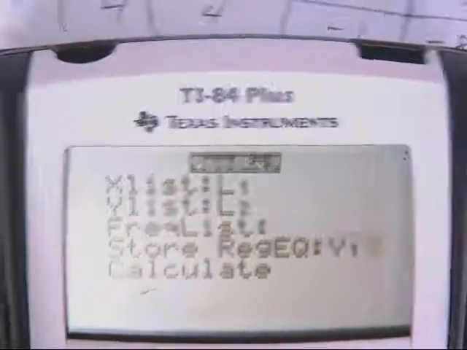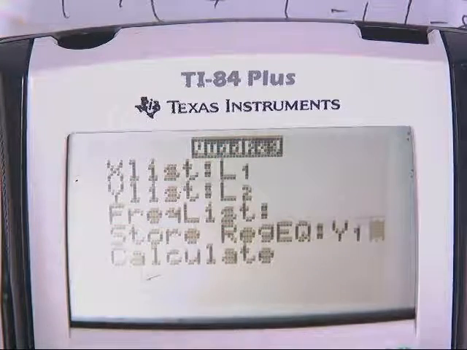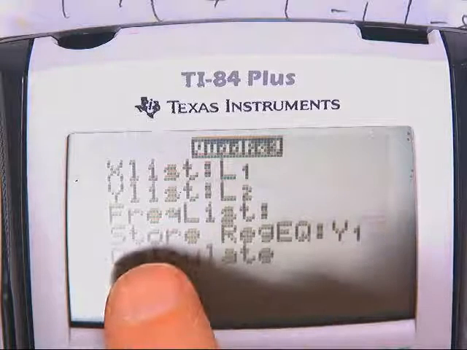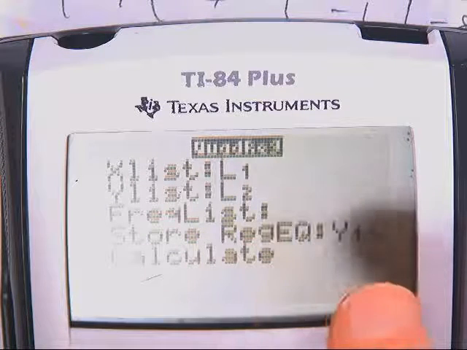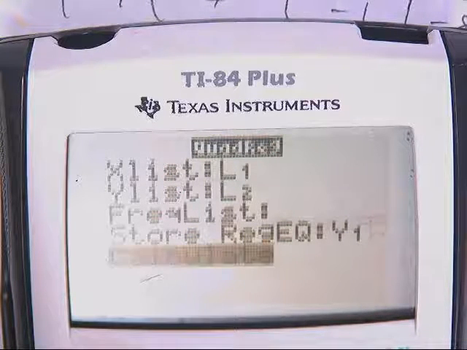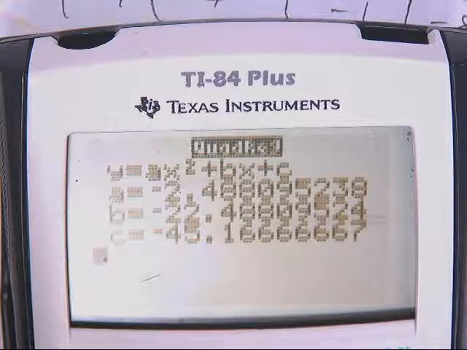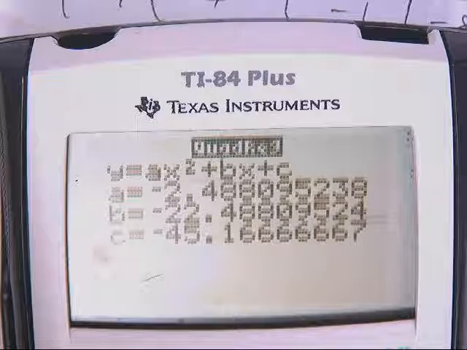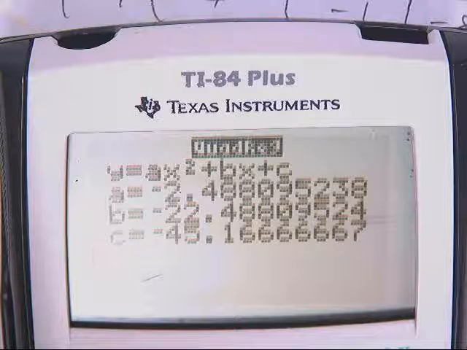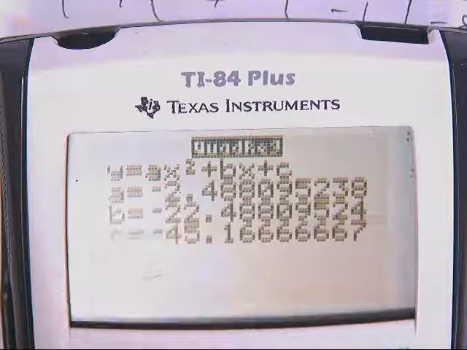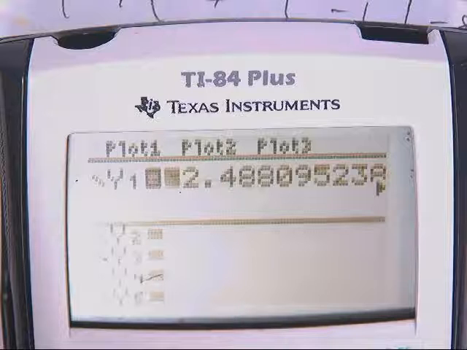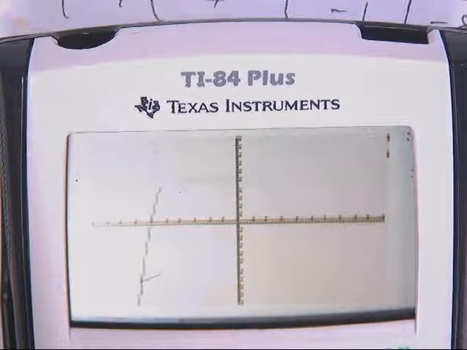So not only are we just about to find the quadratic equation, but we're also telling the calculator, please store the regression equation in Y1. So we won't have to type this into Y equals. It'll go there on its own. Calculate it. Now notice we have some somewhat crazy 5 decimals right there. Well, we really don't care too much. Look at y equals. They jumped in there too. And then I can just hit graph.